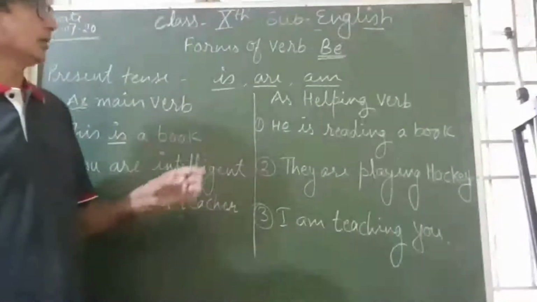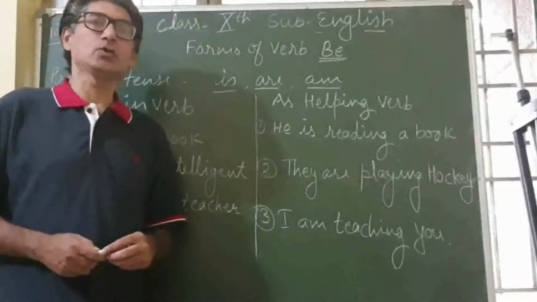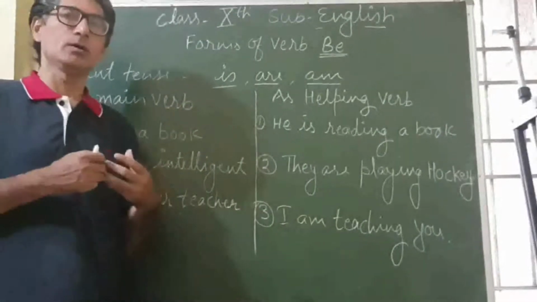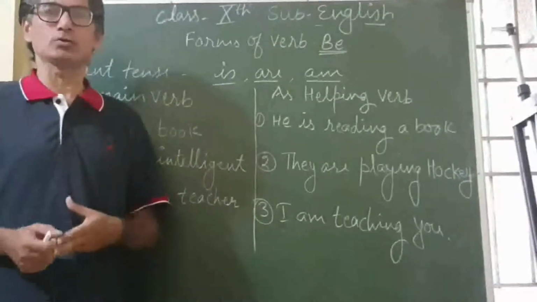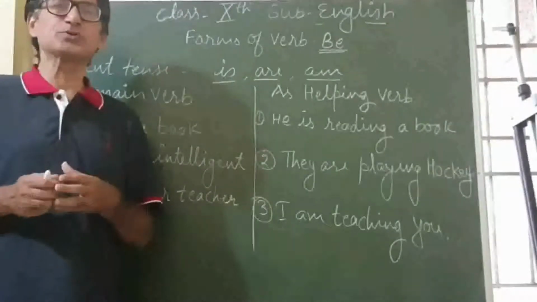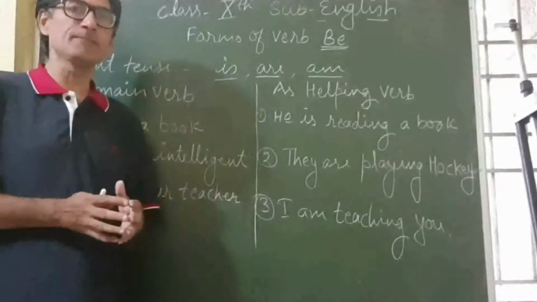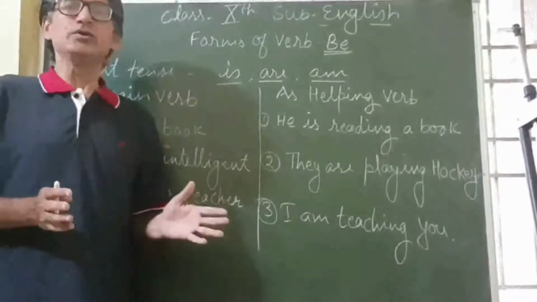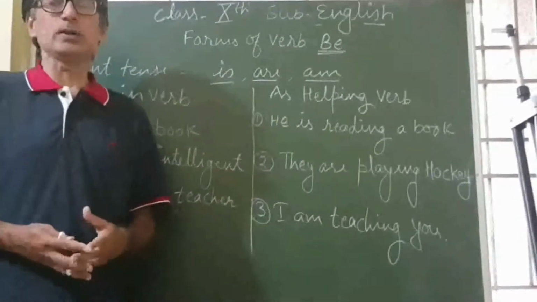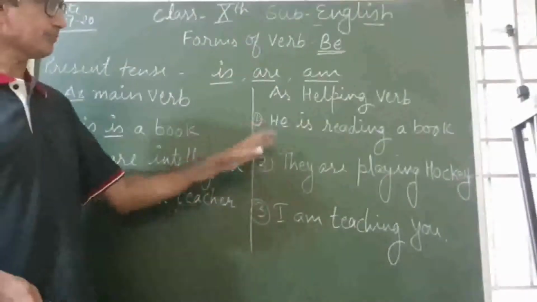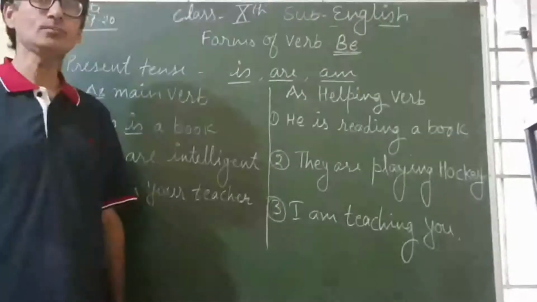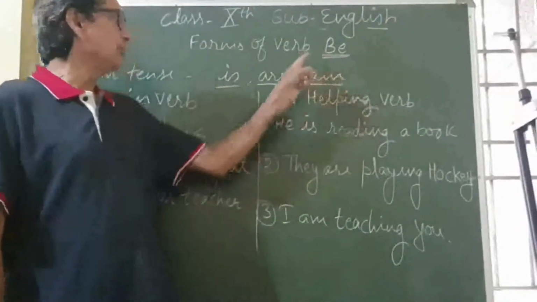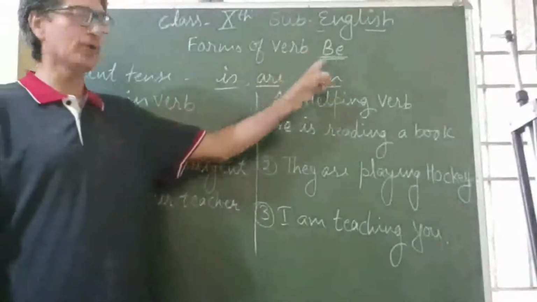Yesterday I taught you about the auxiliaries, primary auxiliaries and modal auxiliaries. The description was given yesterday, and today I am giving you more explanation of the auxiliary. First of all, forms of verb be.